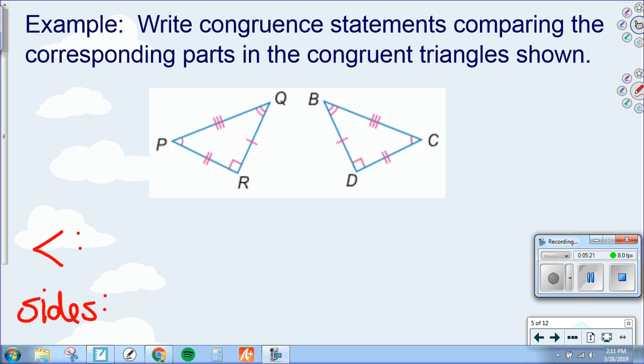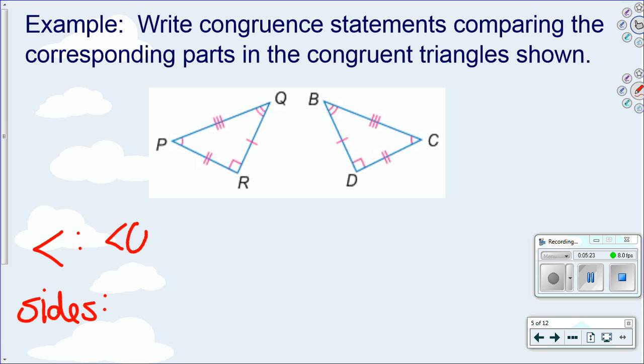Jaden? Angle Q is congruent to angle B. Good. Hannah? P and C. Angle P is congruent to angle C.